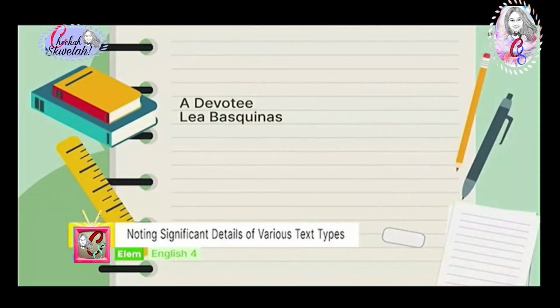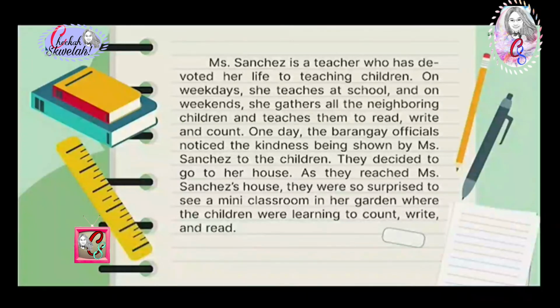Miss Sanchez is a teacher who has devoted her life to teaching children. On weekdays, she teaches at school, and on weekends, she gathers all the neighboring children and teaches them to read, write, and count. One day, the barangay officials noticed the kindness being shown by Miss Sanchez to the children. They decided to go to her house. As they reached Miss Sanchez's house, they were so surprised to see a mini classroom in her garden where the children were learning to count, write, and read.